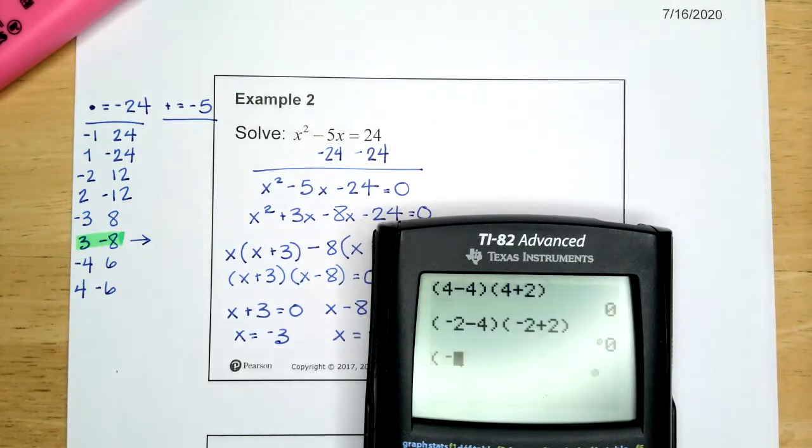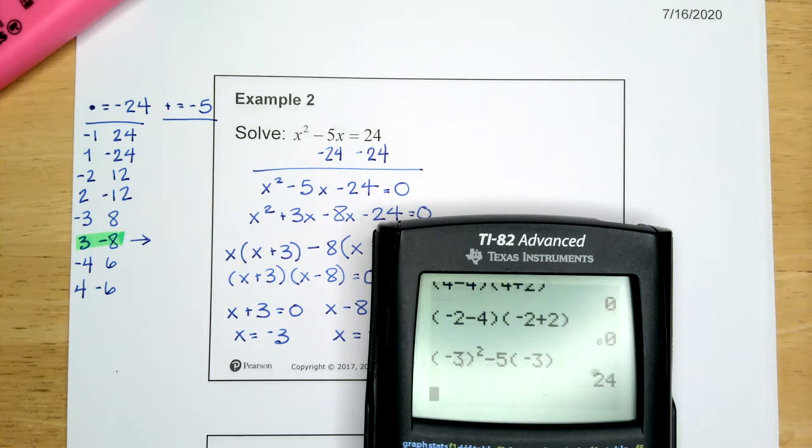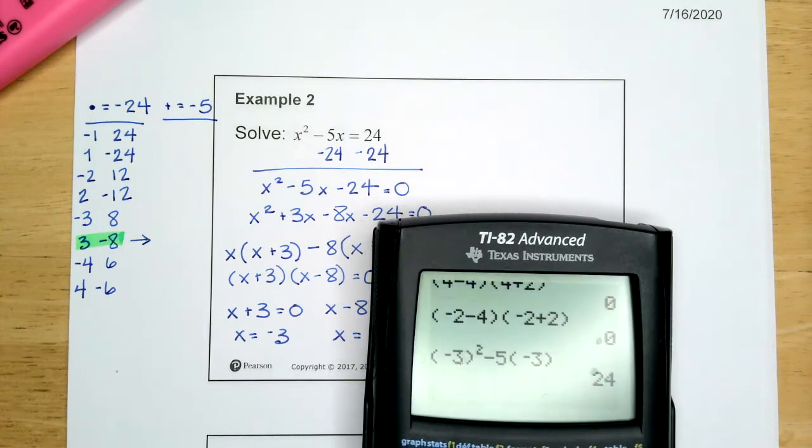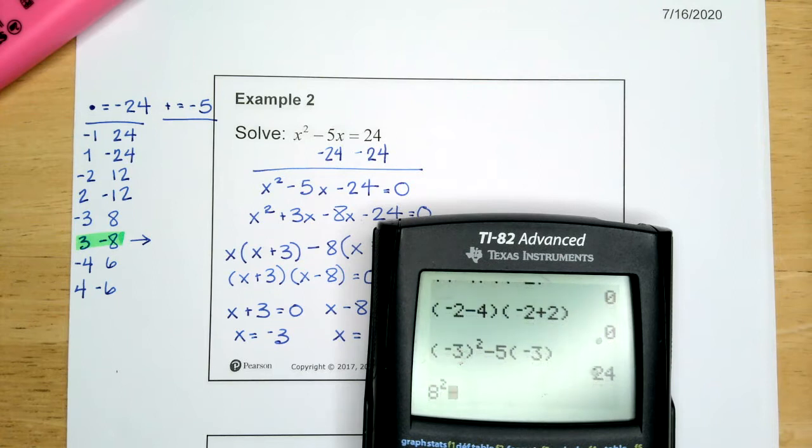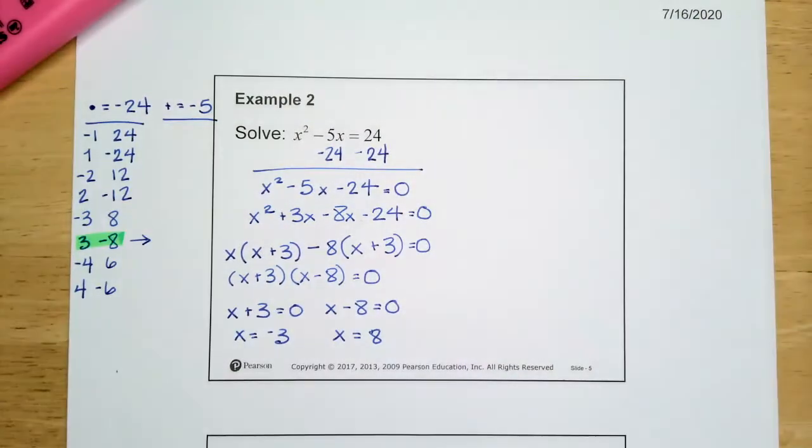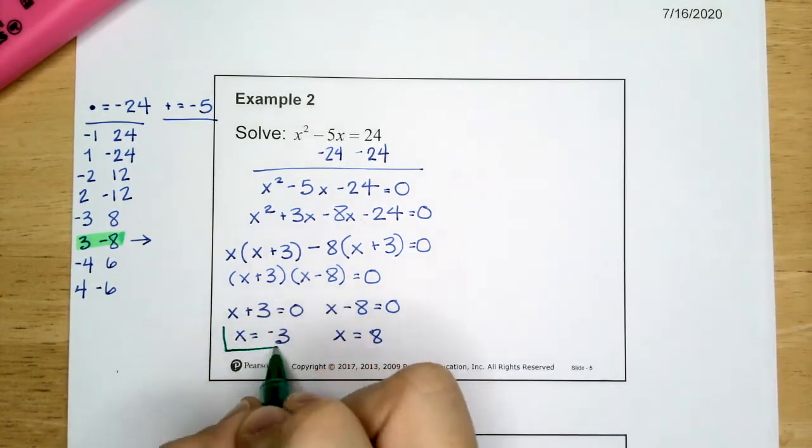And let's check our answer. So we have -3 squared minus 5 times -3, which is 24. Good. And our other one is 8. So we have 8 squared minus 5 times 8 is 24. Both of those answers check. Those are both good answers.